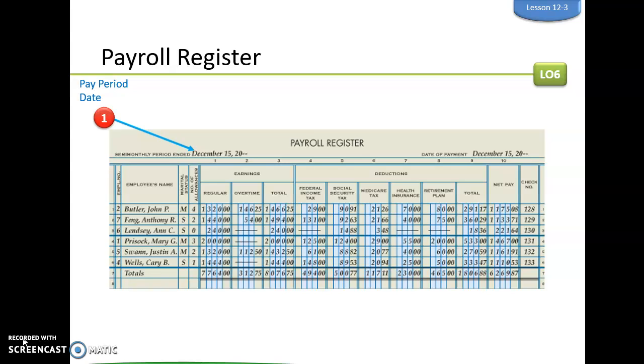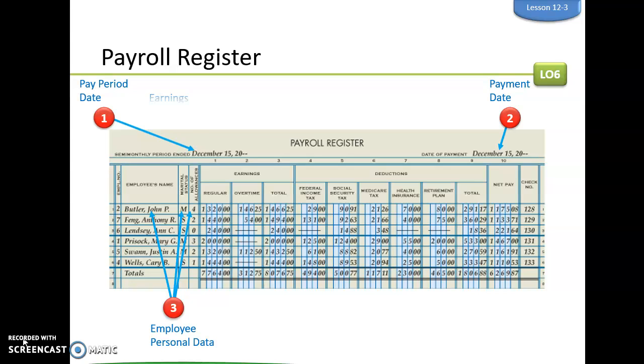And you see here we start with their earnings. Or let's just start with employees' names. We're going to put their marital status. So M is married, S is single, number of allowances. So where do we look to find out that information? What form do we look at? Give you a moment to yell it out. W4, right? We're going to look at their withholding certificate to see what they claimed.